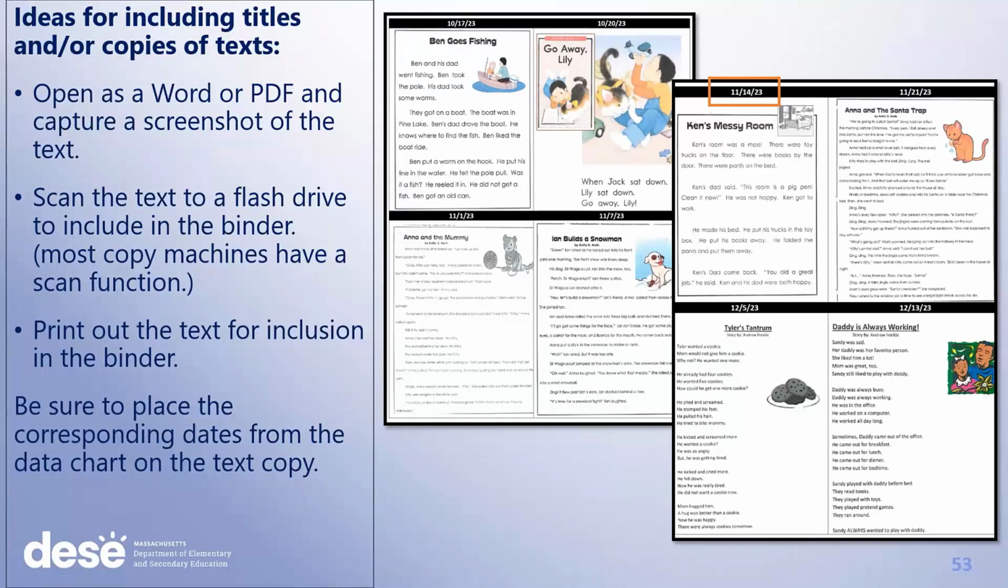You can put it on a flash drive and include that in the binder. But what you want to do is under each of those dates, you want to say see attached or see the flash drive, and make sure that each of your samples have the date. They correspond with the date on your data chart.